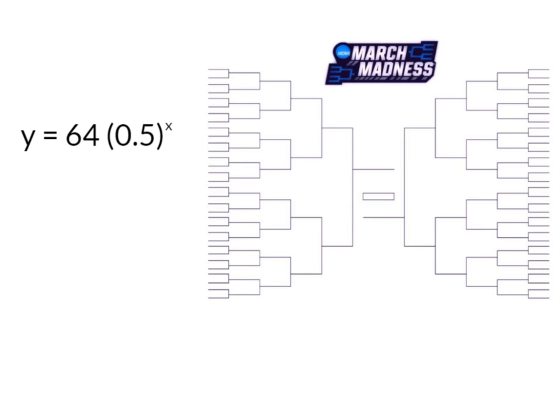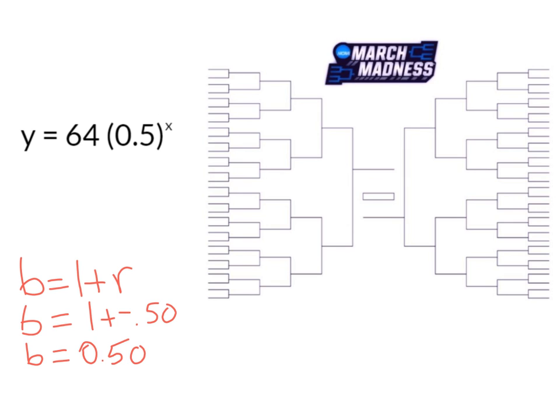Now let's think about that 1 plus r and that b. So our b value is equal to 1 plus our rate. So our b value is equal to 1 plus what percentage of teams are kicked out of the tournament after round 1? Well, like we just said, half of them. 50%. So negative 0.50. Well, 1 plus negative 0.50 is, of course, 0.50, right? Half and half. So our b value is 0.5, which is what goes here.